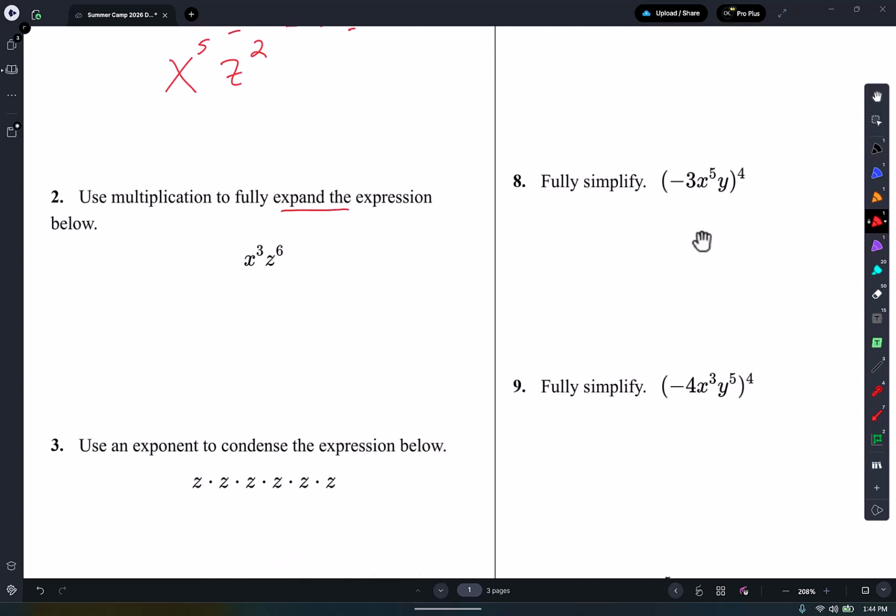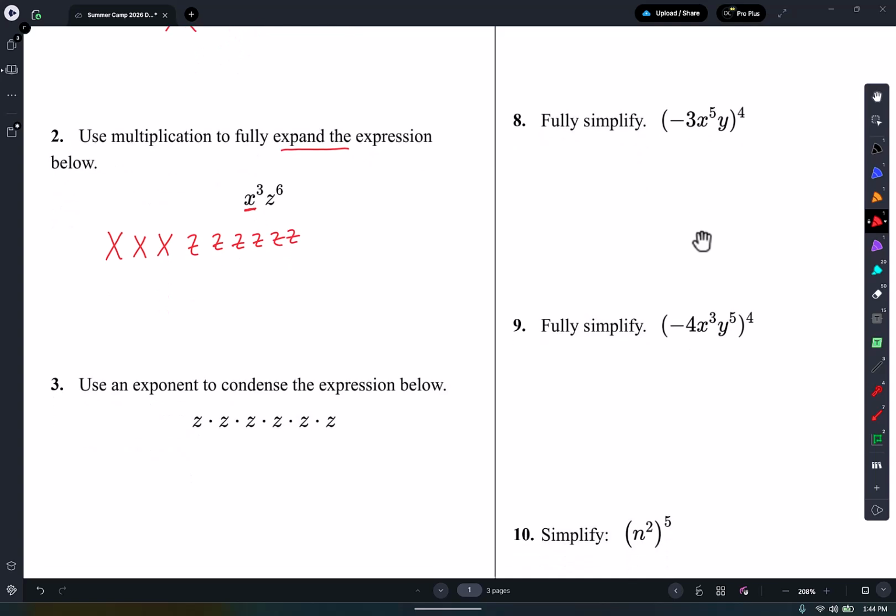Look at the next one. This one says to expand. So I want to make sure that it's a product. This says x cubed. So how many x's am I going to write? 3. You could put the dot in between, or just like that. That means product there. How many z's am I going to write? 6. So there it is: 1, 2, 3, 4, 5, 6. And that's it. Pretty straightforward.